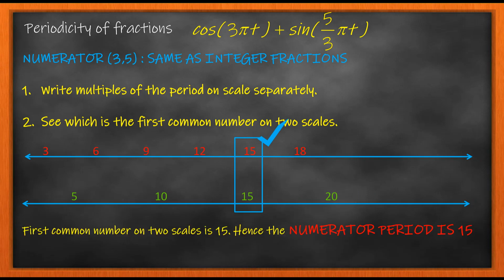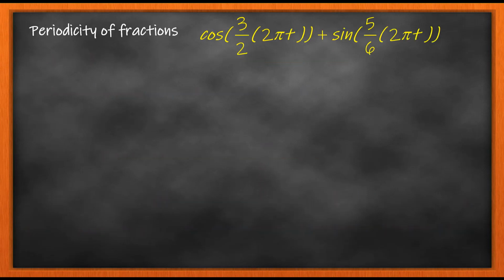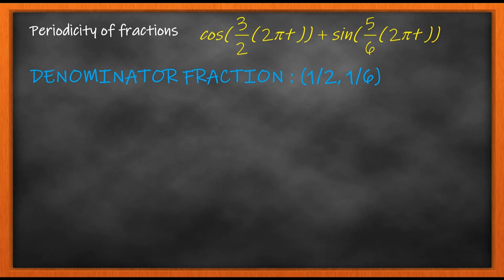The common term is 15. So the numerator period is 15. So that is done. Now let's come to the denominator. Let's see what is happening at the denominator fractions, which are 1 by 2 and 1 by 6. This is new here since we are dealing with the periodicity of fractions.